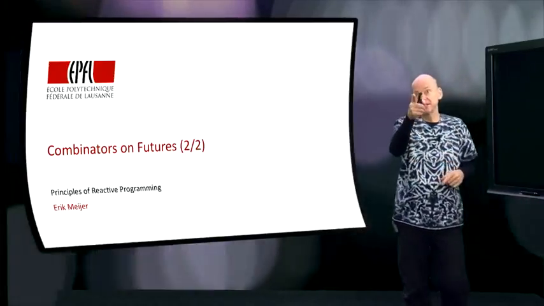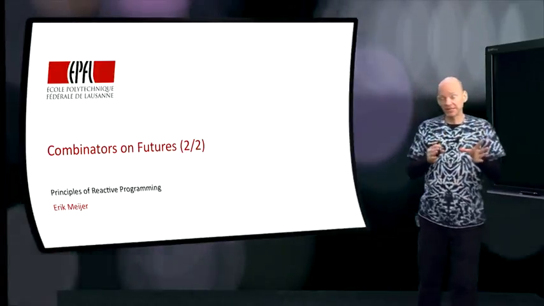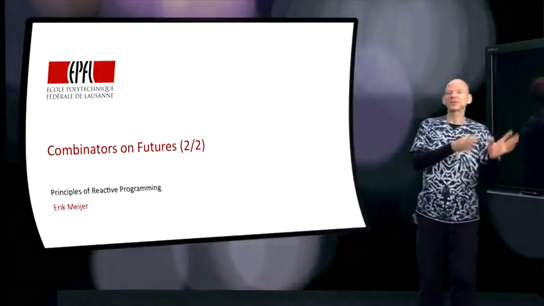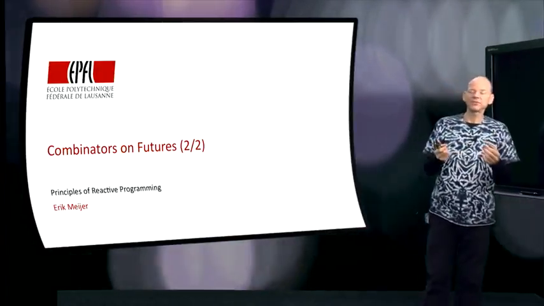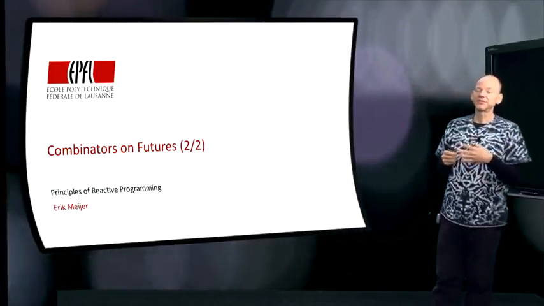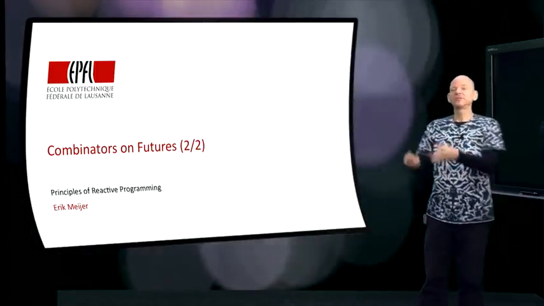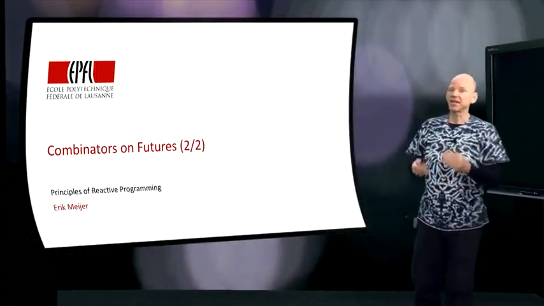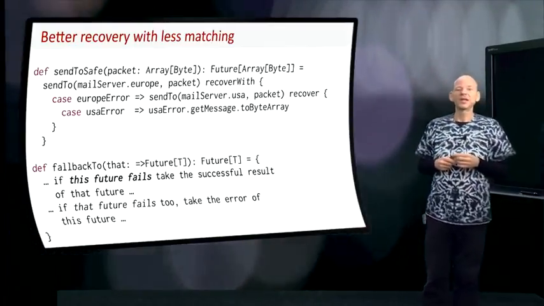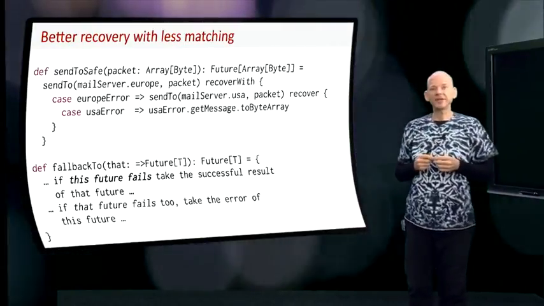Hey, welcome back. Remember, we were trying to make sending packets resilient to failure, and we kind of messed around a little bit with a naive approach, and then we had a better solution using recover and recoverWith, but that was unsatisfactory because we returned the wrong error message in case something did go wrong when both calls would go wrong.